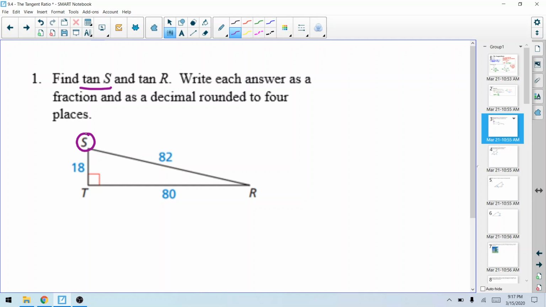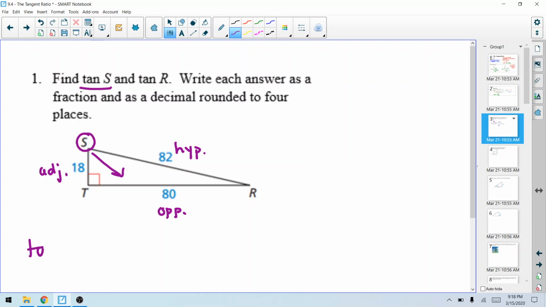S is now my reference angle, so from S we have to label the opposite, the adjacent, and the hypotenuse. So if I go across the triangle, this is my opposite, 18 is going to be my adjacent, and 82 is going to be my hypotenuse.